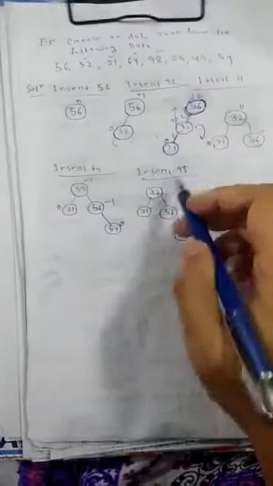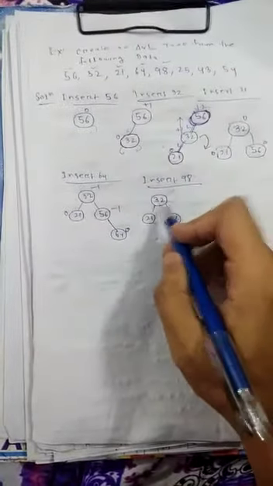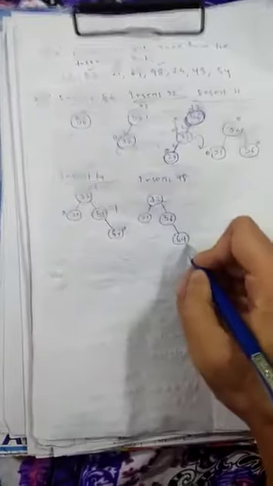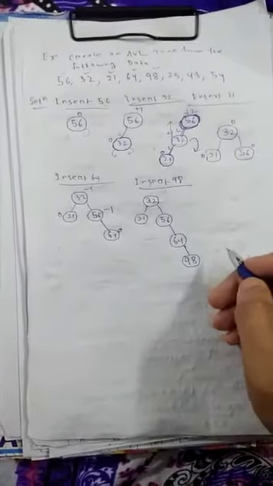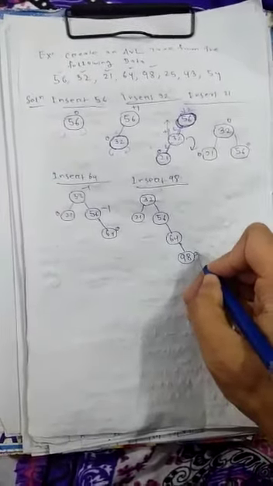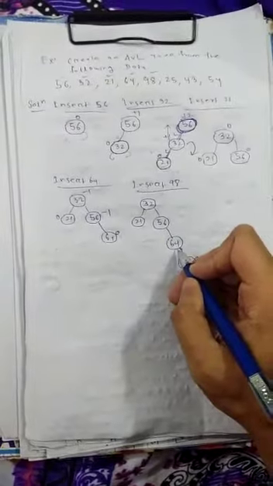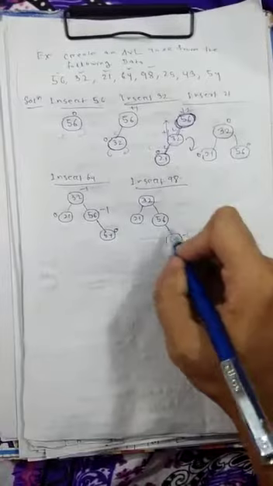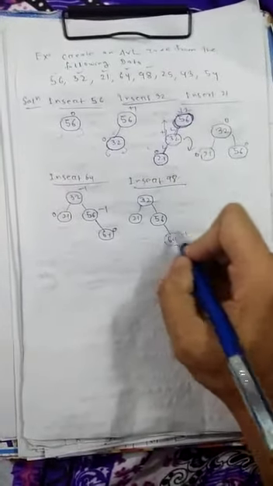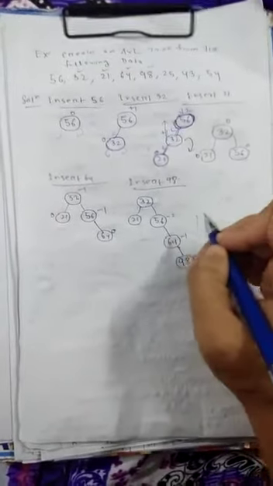Then 98. Insert 98. When 98 is inserted, 98 is greater than this, and greater than this. According to the binary search tree property, you have to insert 98 here. After insertion of 98, what happened? The balance factor here is 0. Here it is minus 1. What is the balance factor here? Left side 0 and right side 2, so this is minus 2.